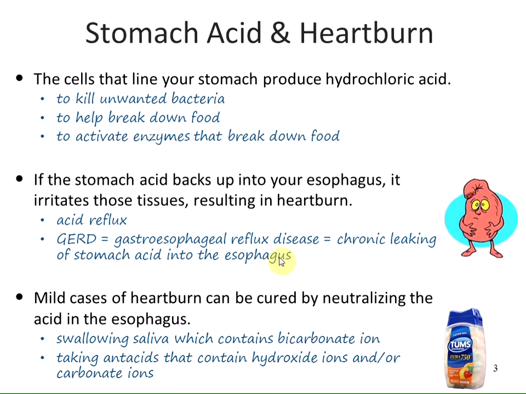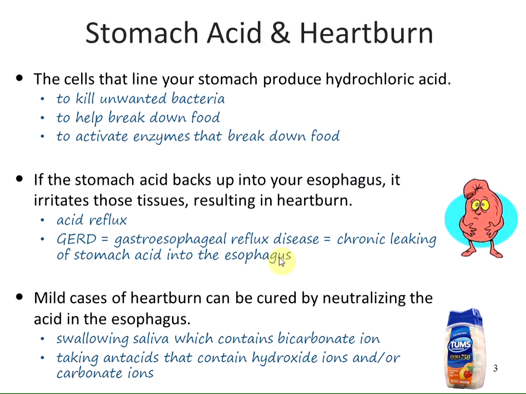Now, before we start defining acids and bases, you're probably familiar with the concept of acids and bases at a basic level. And there's lots of applications to your daily life related to acids and bases. I first want to look at stomach acid and how it relates to heartburn. The cells that line your stomach produce hydrochloric acid, or HCl. And that's actually very beneficial because it helps to kill unwanted bacteria. It also helps to break down food, and it also activates enzymes that break down the food in addition to the acid itself breaking down the food.